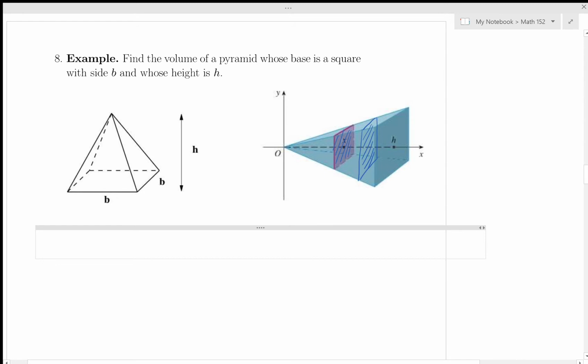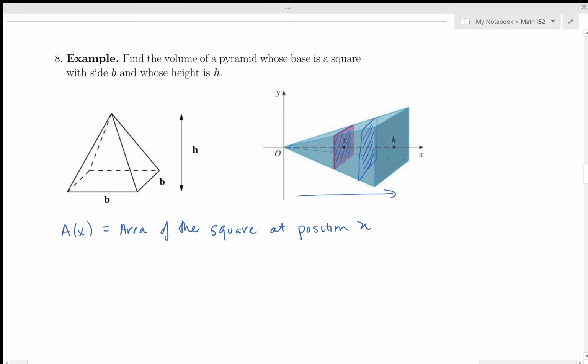Okay, so we're going to integrate along the x-axis. So we're integrating in this way here, going from 0 to h. That's the solid starts at 0 and the solid ends at h. Okay, let's just take a look at the endpoints. A of x equals the area of the square at position x. So this is the area of the square.